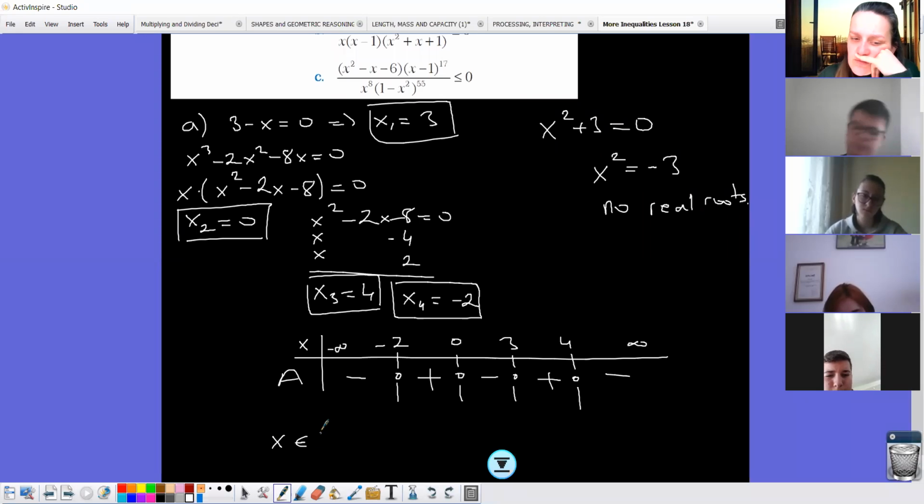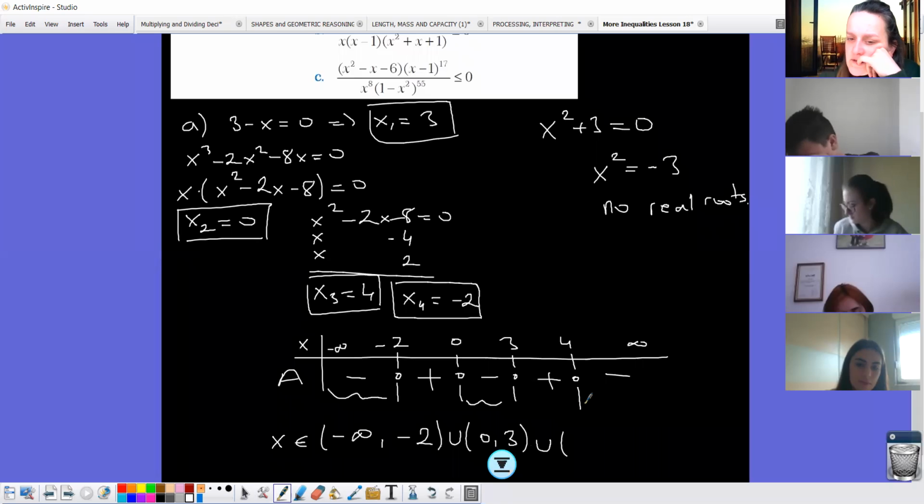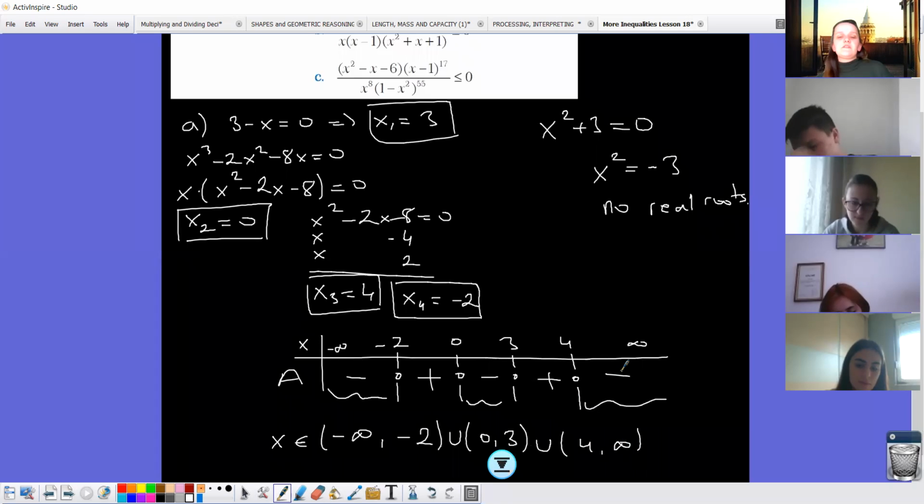Yes. So we'll start from minus infinity to minus 2, then union of 0 and 3, then again union 4 to plus infinity. Yes, it's 4 to plus infinity. This is the solution for this question.